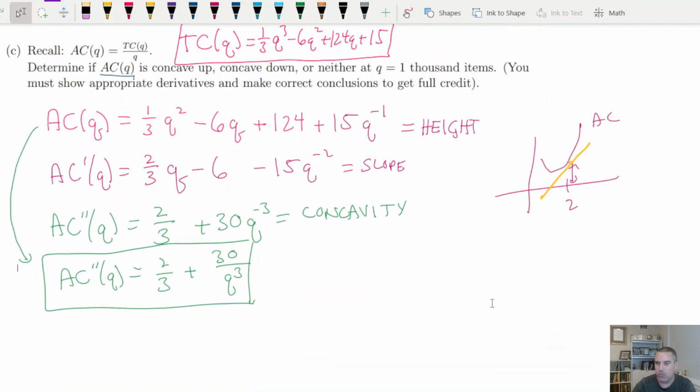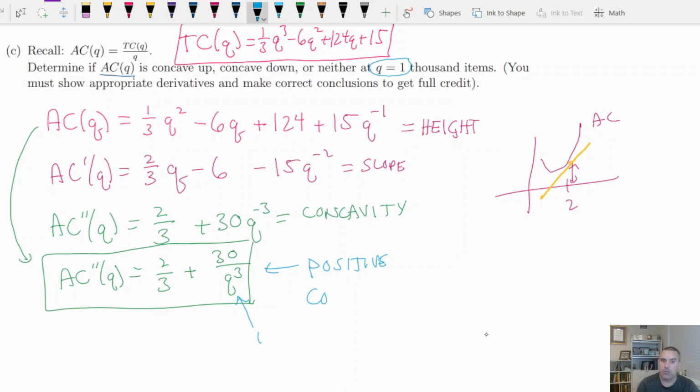Now, in this case, you don't need to set it equal to 0 because it's not asking you to find when it's concave up or concave down. It's just asking what's happening at 1. You just need to plug in 1 and figure out if it's positive or negative. Now, in this case, it's positive. It's going to be 30 plus 2/3. So this is going to be positive.